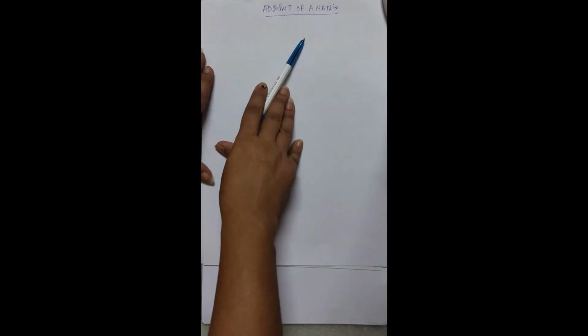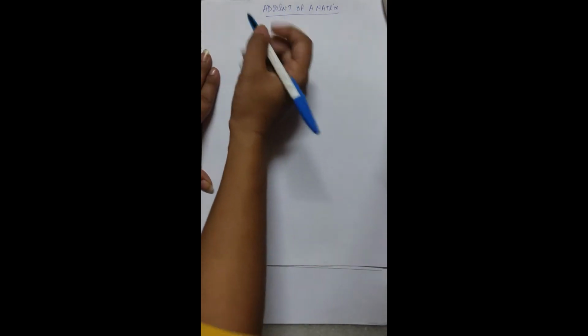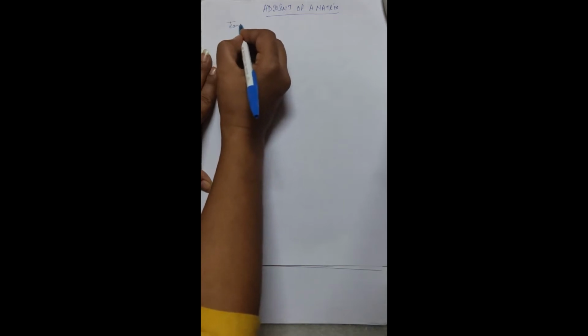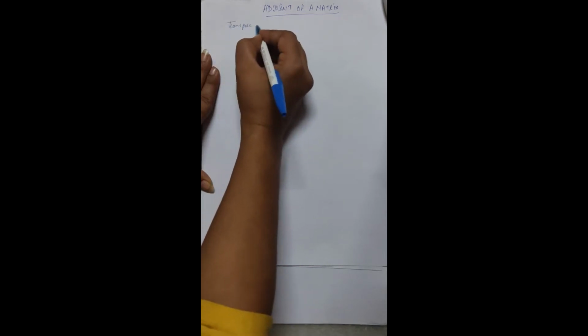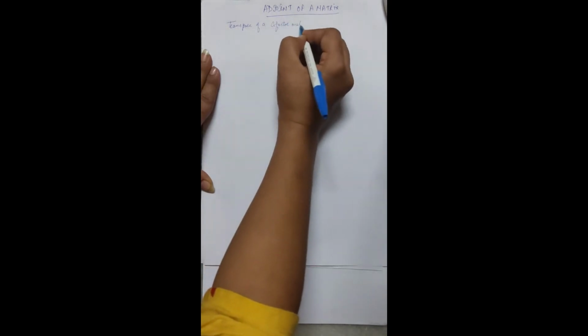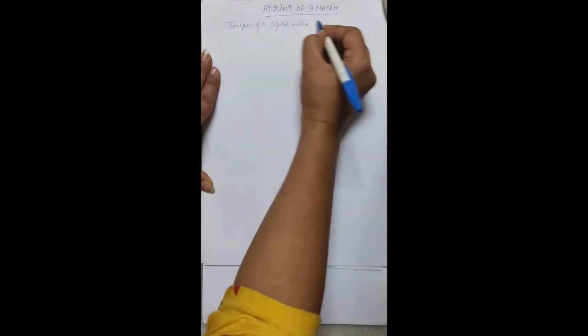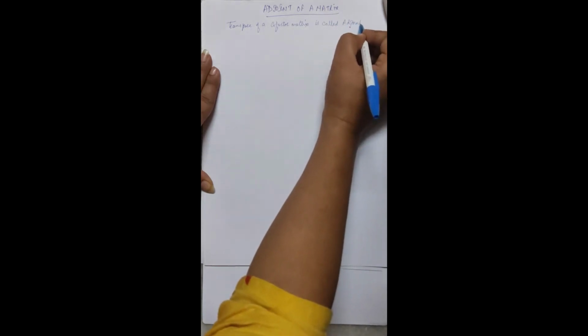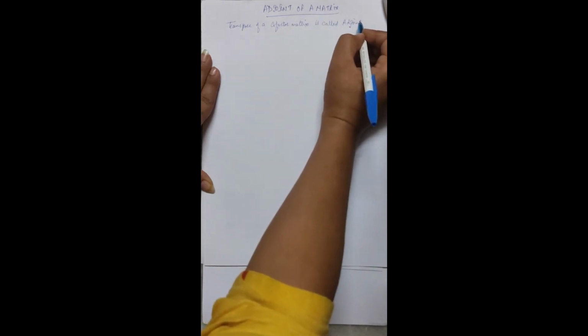Okay, so what is adjoint? Basically, the transpose of the cofactor matrix is called the adjoint of a matrix.